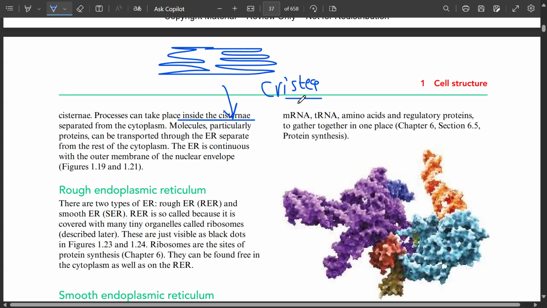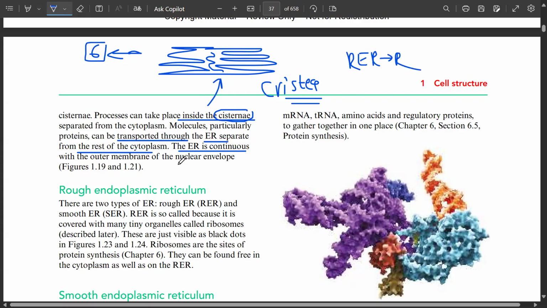A lot of these are called cristae, and otherwise we call them cisternae. Cisternae is the shape of these membranes. So molecules, particularly proteins, can also be transported through the endoplasmic reticulum and can be separated from the cytoplasm. Proteins also travel inside these, and in chapter number 6, you'll understand that protein synthesis actually takes place on the rough endoplasmic reticulum's ribosomes.